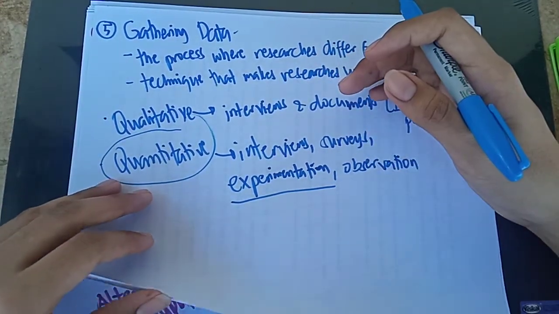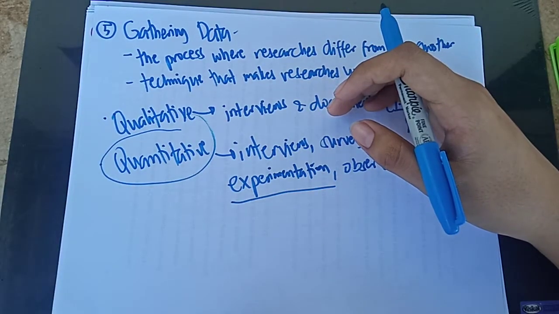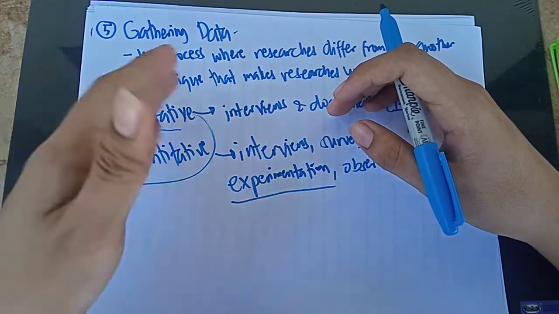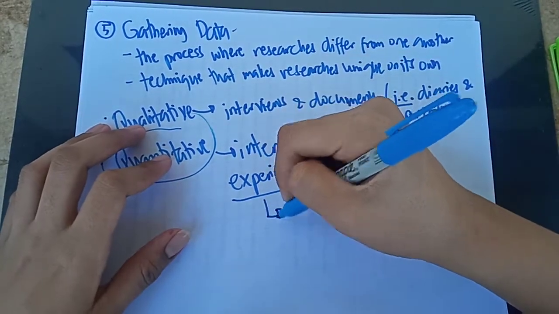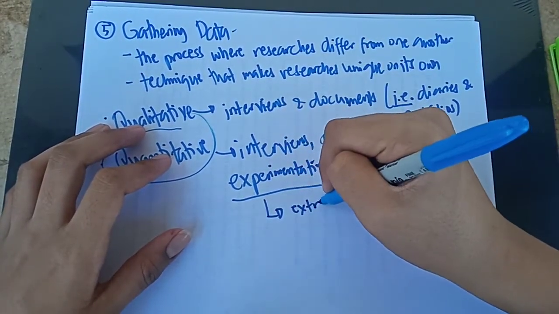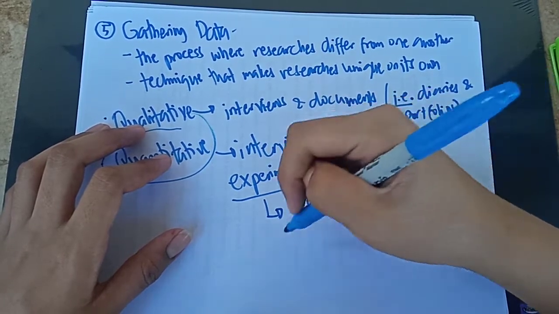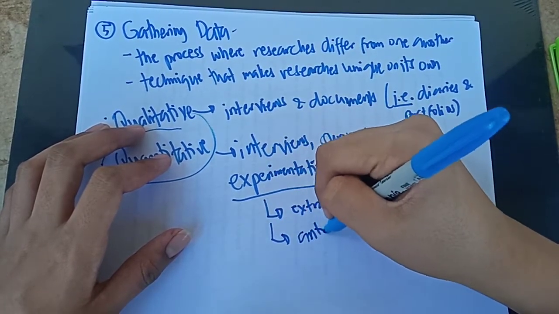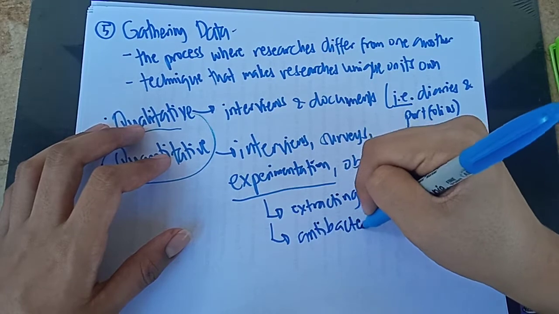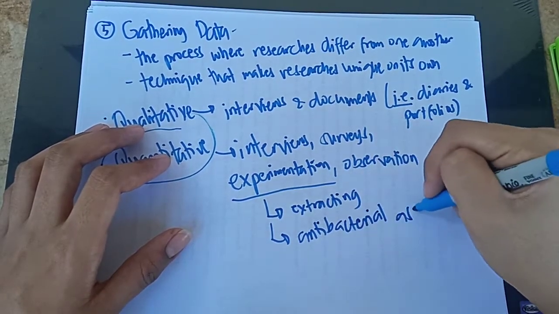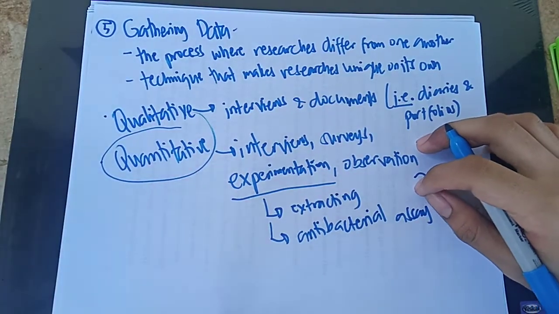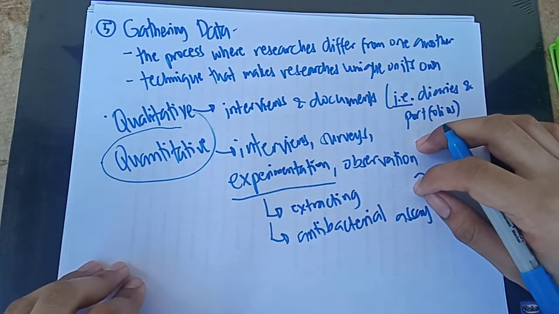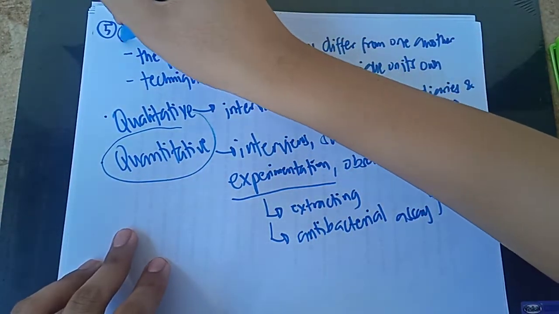So, let's say, how do we create our product in our example? So, the experimentation involves the process of extracting. It involves the process of antibacterial assay, and so on and so forth. So, this will be the methods. And after we applied the methods, okay, we have gathered the data.